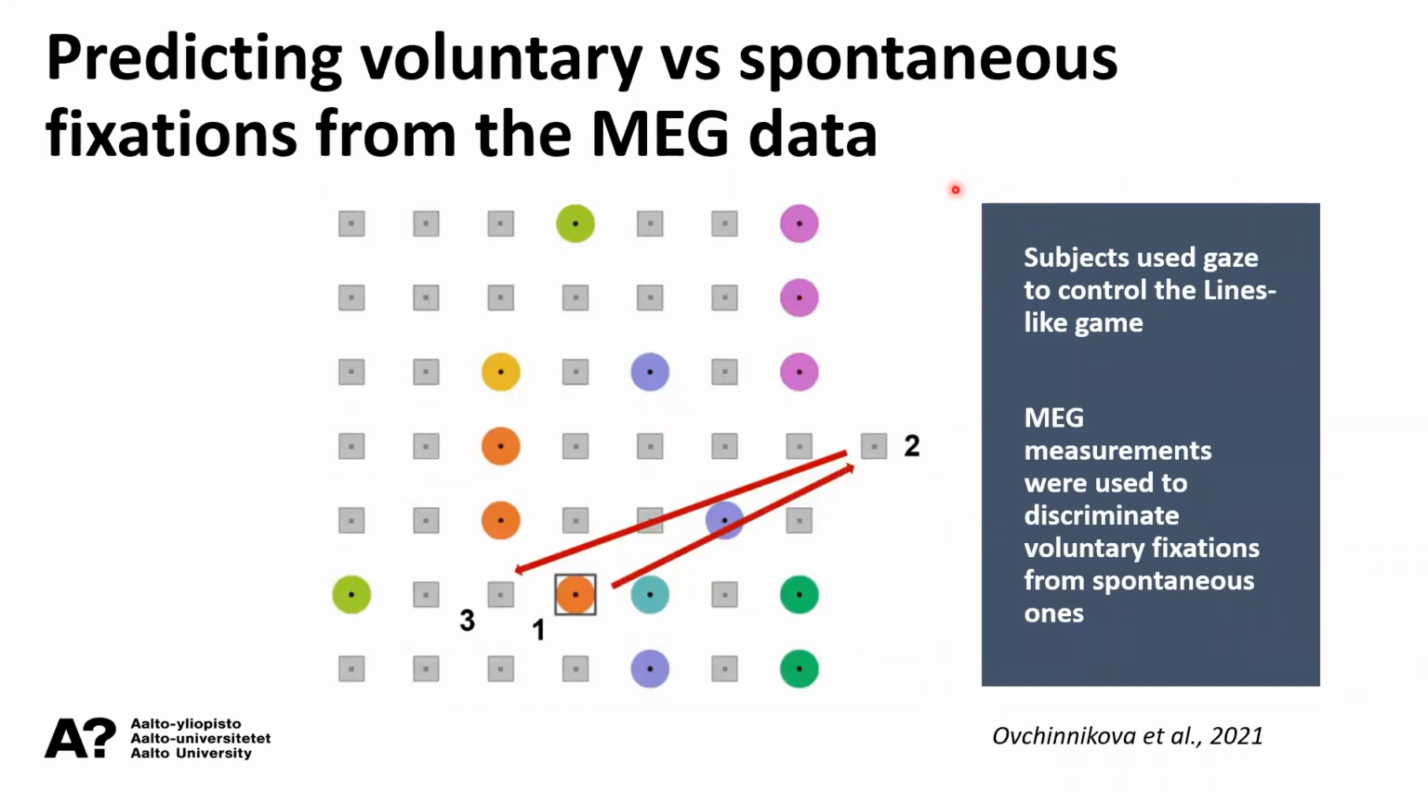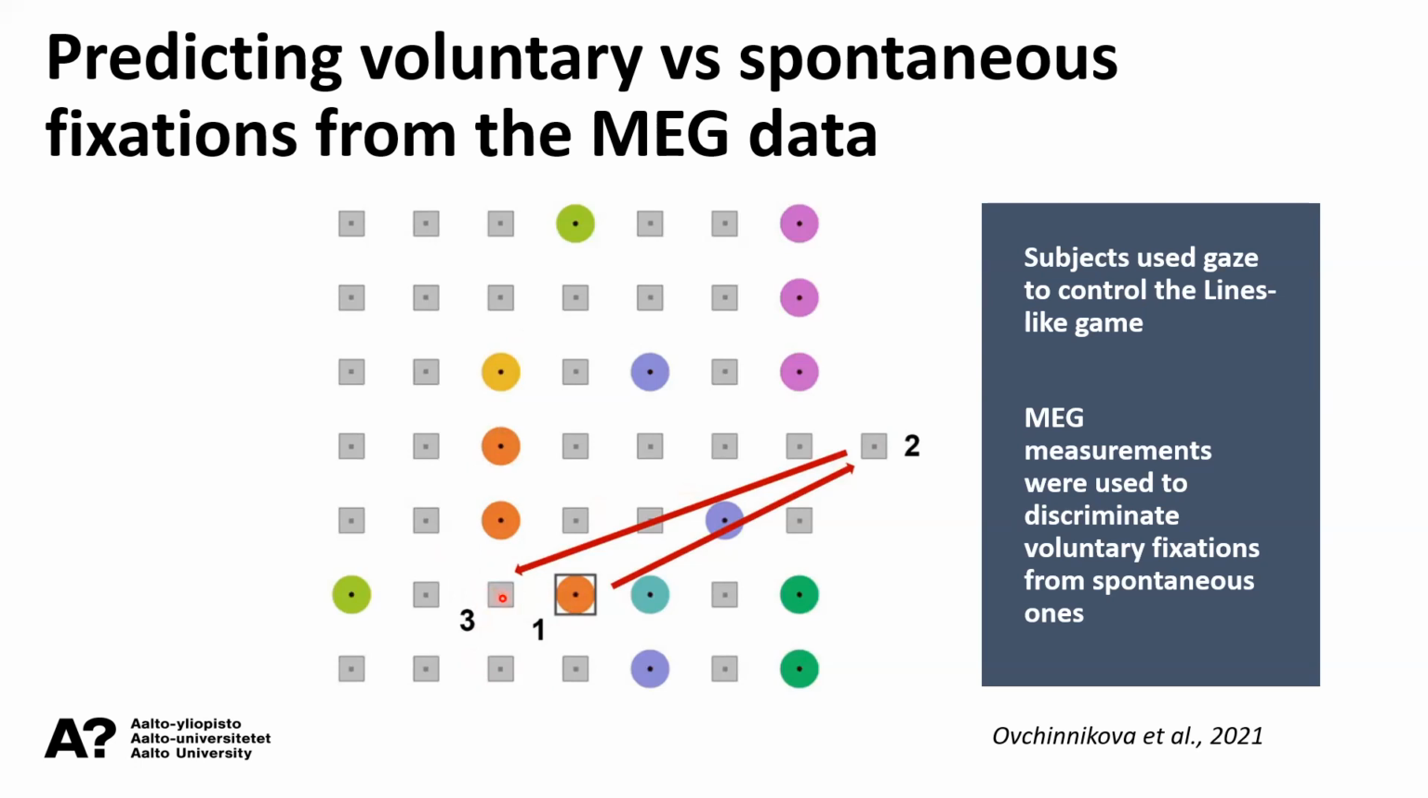Well, maybe we can skip this example. But basically, one of the examples from the recent papers is that this is not purely a brain-machine interface, but an eye-brain-machine interface. So we also monitored the eyes while the subject controlled this lines game. We just need to put the circles of the same color in a line to earn some points with their gaze.